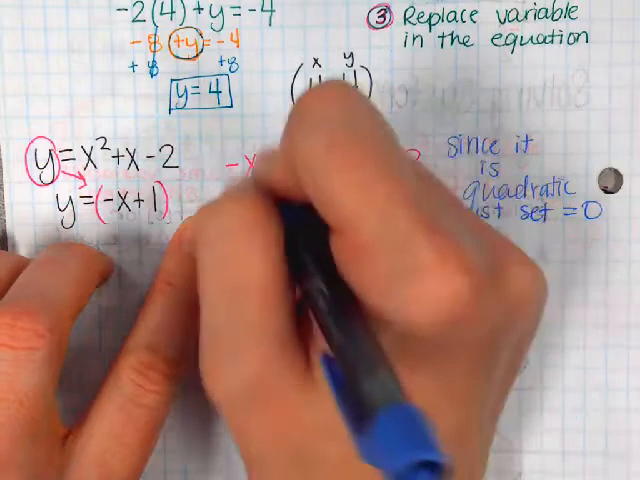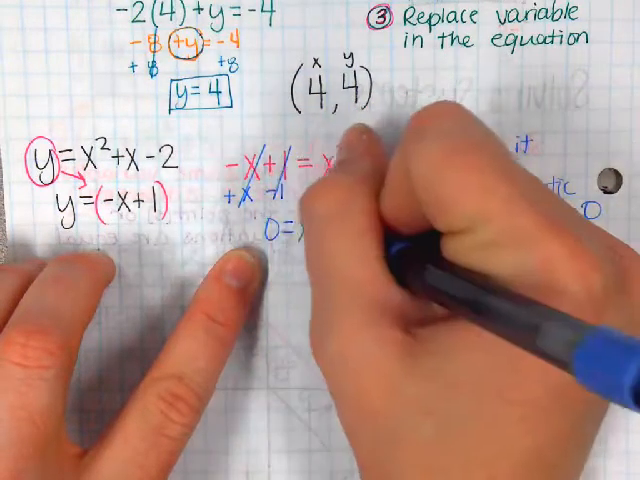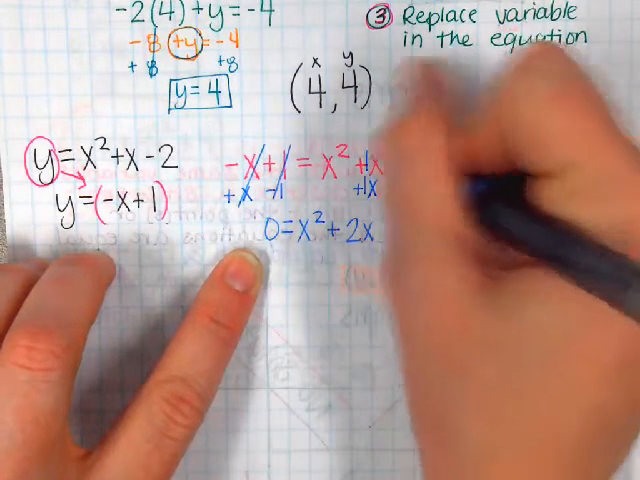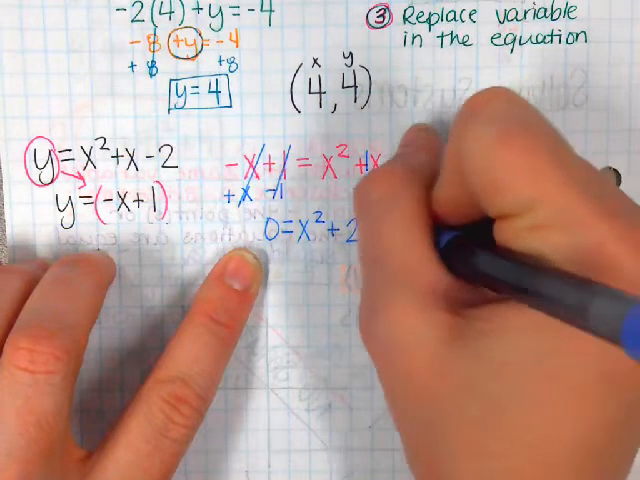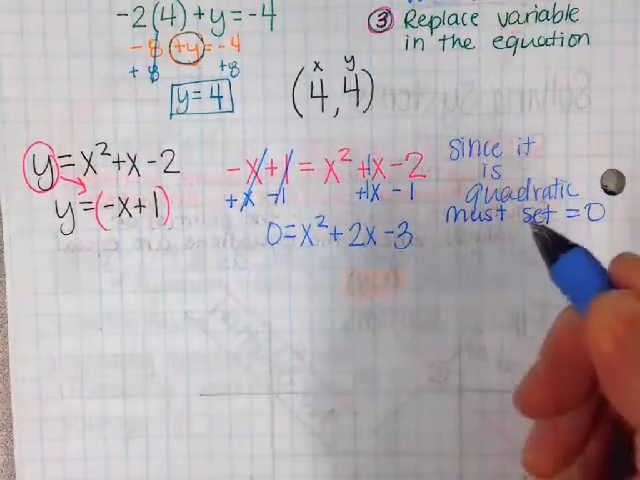So I'm going to add x and subtract 1. Add x and subtract 1. So it'd be 0 equals x squared, 1x plus 1x would be 2x, and negative 2 minus 1 would be negative 3.